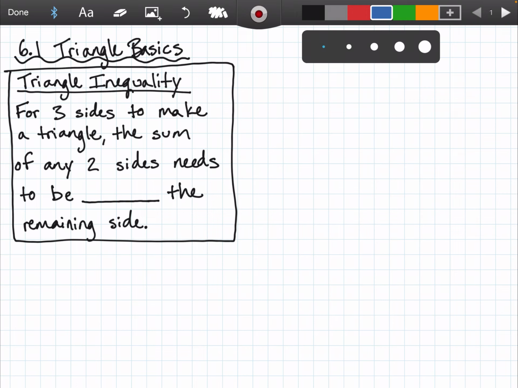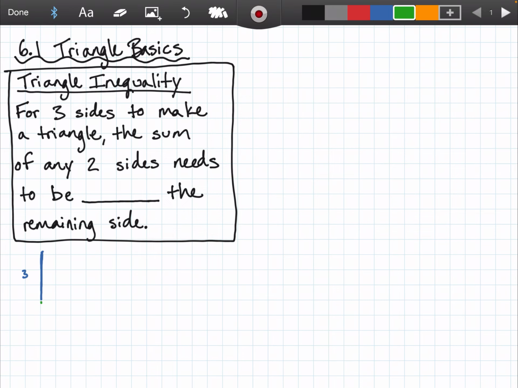I'm going to represent side lengths with different colors here. Let's say I have a blue piece that is 3 units long. I'm going to have a green piece that is 2, and a yellow piece that is 5. Do you think these 3 side lengths can make a triangle?